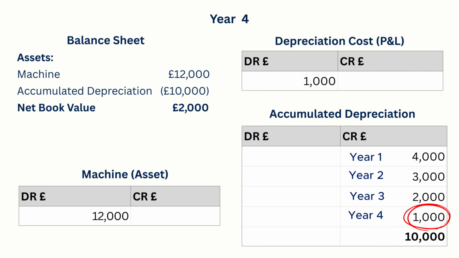Looking at the accumulated depreciation account, you can see depreciation from all 4 years added together. This gives total accumulated depreciation of £10,000 by the end of year 4. On the balance sheet, the machine is still shown at its original cost of £12,000. Below that, we deduct the accumulated depreciation of £10,000, which leaves a net book value of £2,000. In summary, depreciation is charged to profit or loss each year, accumulated depreciation is updated accordingly, and the asset continues to be shown at cost less accumulated depreciation.